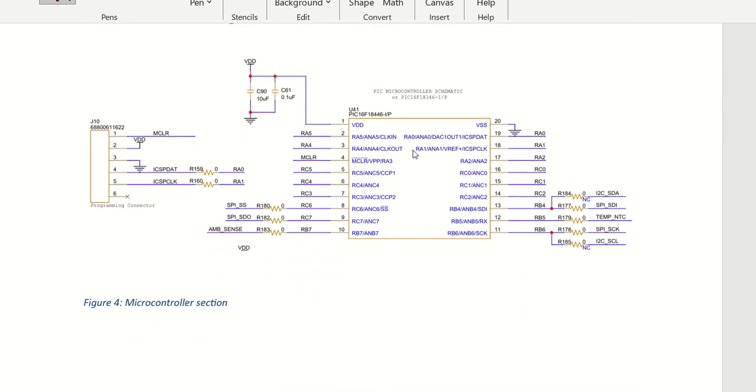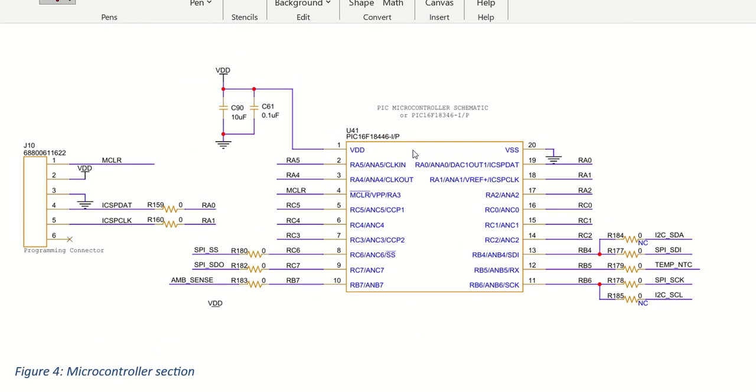So let us come to the schematic design part. As we had seen one by one, this is the microcontroller programming part. What you have to do in the programming part is take a 2.5 mm pitch connector of 6 pin. This is how you have to do.